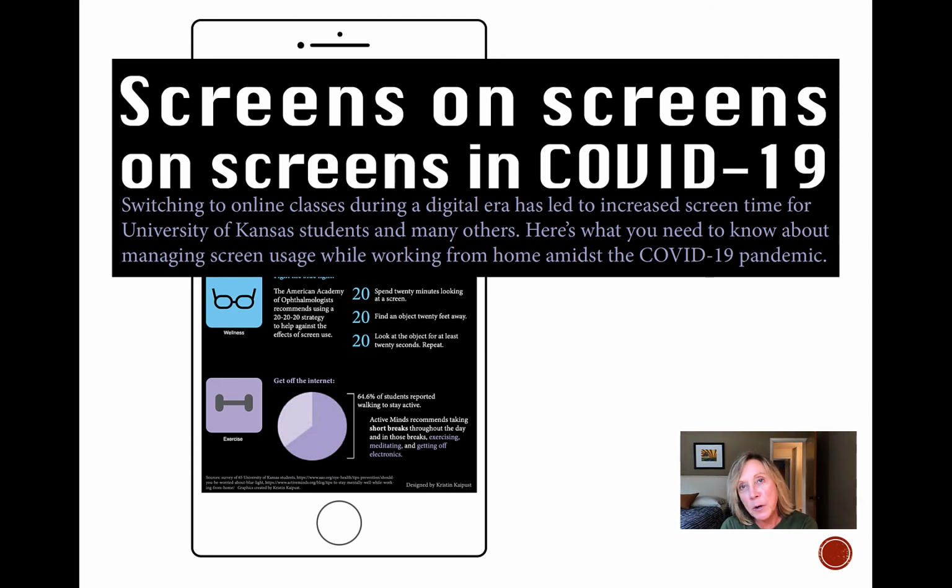So this summary focuses on the audience, but it definitely, notice it tells the audience why this graphic is important to them. Here's what you need to know about managing screen usage while working from home. So local interest, and related to the audience in the summary.